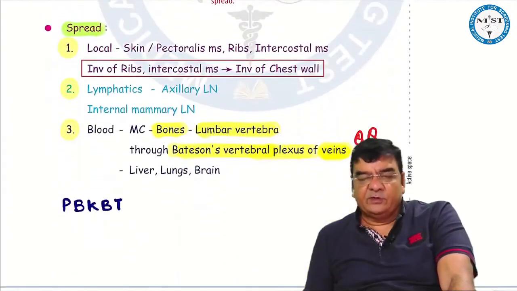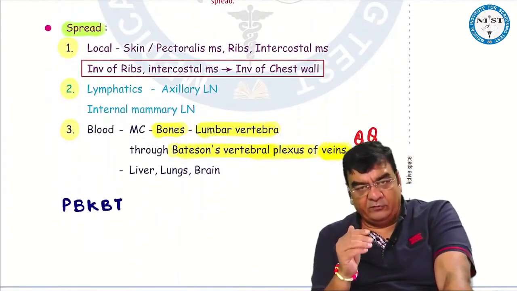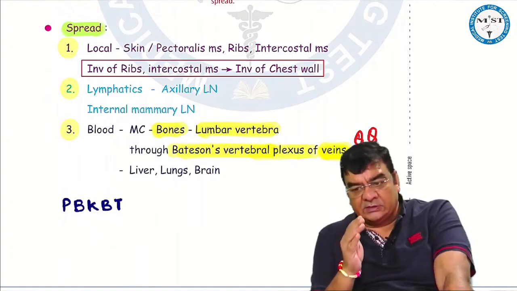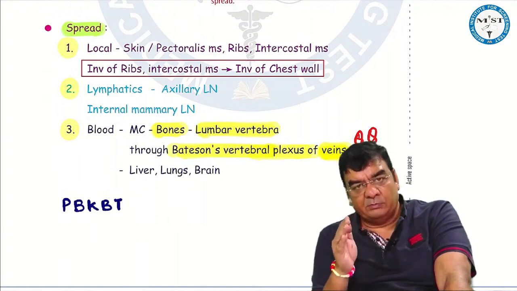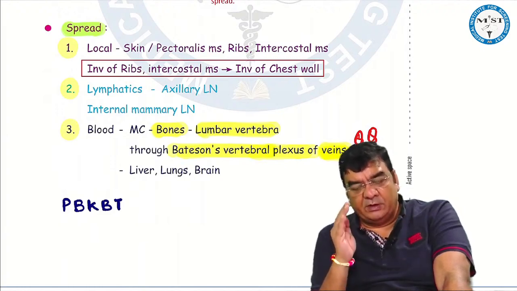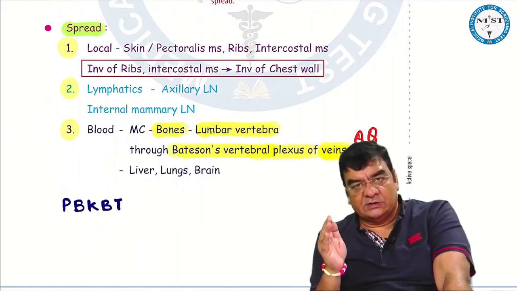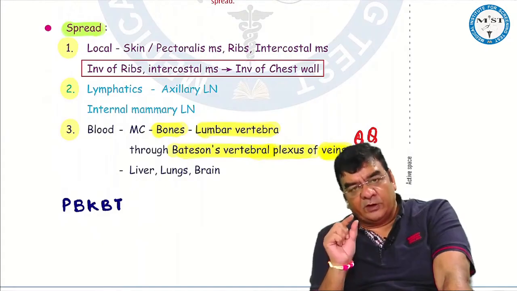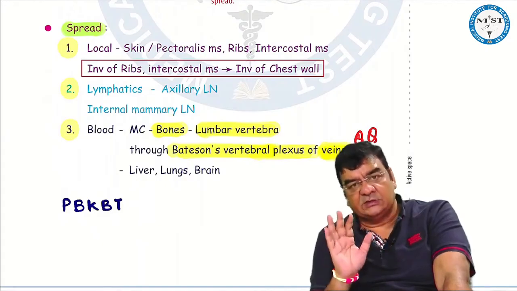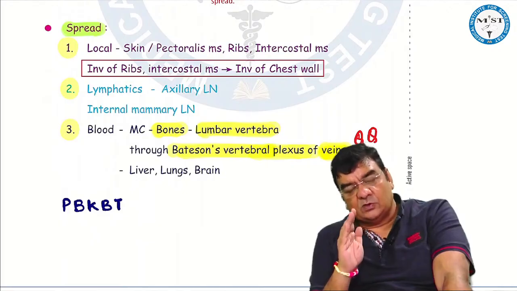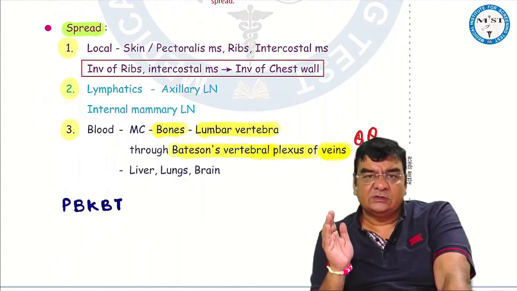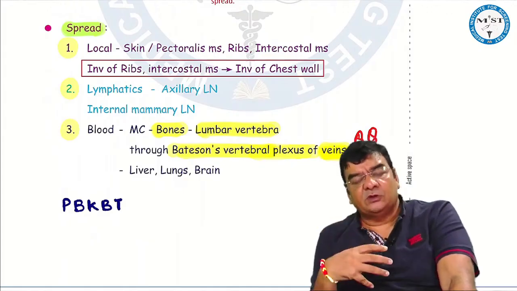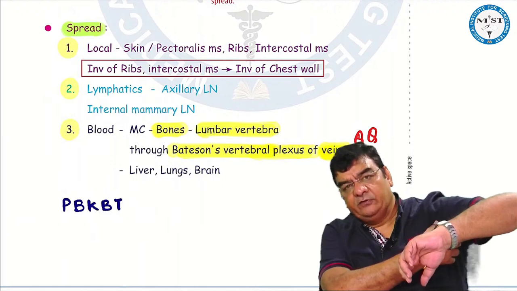If we look at the spread of breast cancer: local, lymphatic, blood. Locally, cancer can go in the front towards the skin and involve the skin, or cancer can go at the back, involving the pectoralis fascia, pectoralis major muscle, pectoralis minor muscle. It can involve the ribs and the intercostal muscles. Remember, involvement of pectoralis major or minor muscle is not considered as chest wall involvement. But when the cancer has gone into the ribs or the intercostal muscles, then we say cancer has gone to the chest wall. Through lymphatics, the majority of breast cancer goes to the axillary lymph nodes.